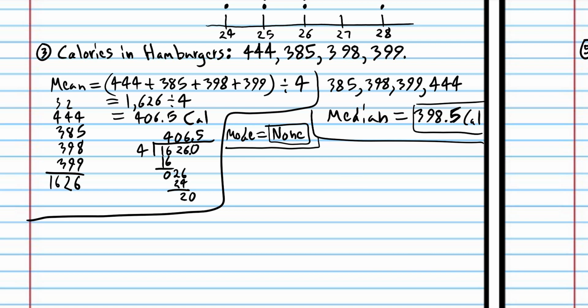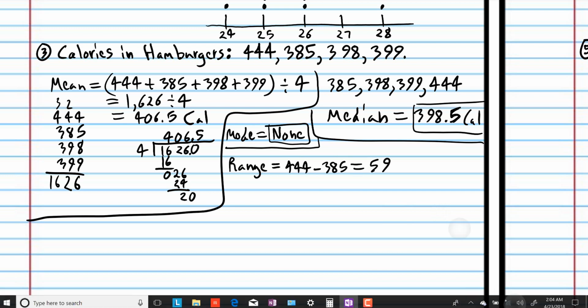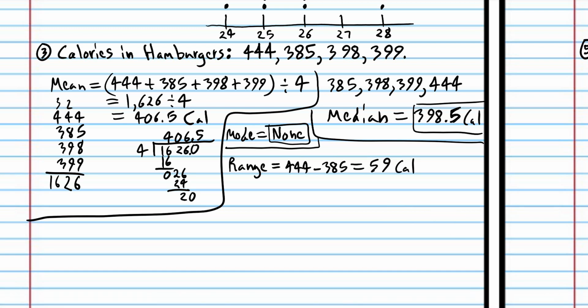All right, now let's find the range. Go ahead and find the range, and when you come back, we'll do it together. All right, we're back. The range is equal to the biggest number minus the smallest number. And you can do that if you want, but I'm just going to do it in my head because we're running out of time. I got 59 calories. So if you got 59, good job.